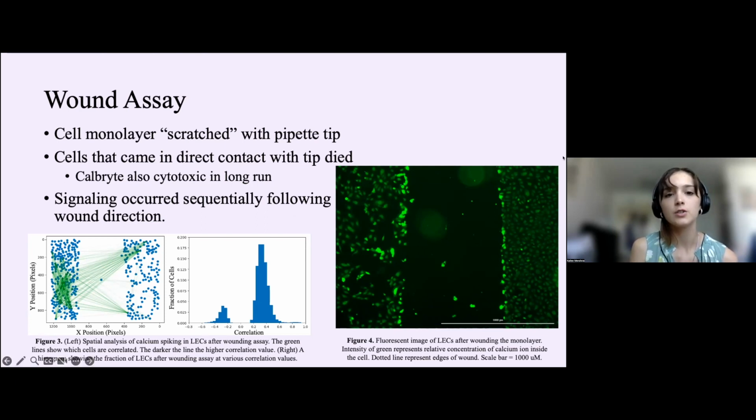And so the cells that came into direct contact with the tip when it was scratched died, as you could see in the picture in figure 4, where the calcium was very intense. And as you may not know, calcium is also an indicator of cell death whenever it is just brightly lit like that. But one of the things we noticed in figure 3 was that the correlation ended up following the pattern of the wound. When accounting for lag, it would follow in a sequential order.